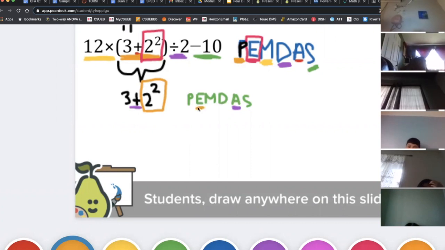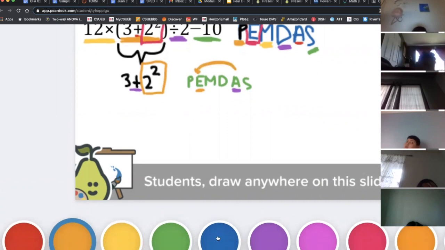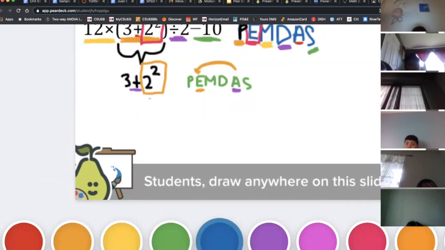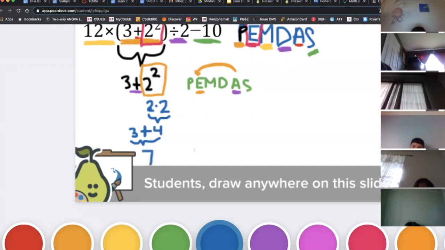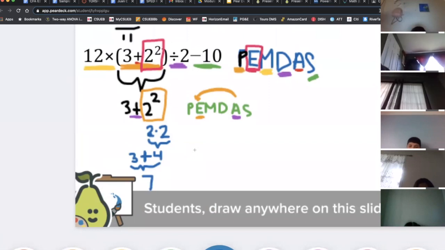So this we'll take care of first, because that comes before addition. So what does 2 to the power 2 mean? Yeah, it's 2 times what? It's 2 times 2, which is 4. So this whole thing is 3 plus 4. And what's 3 plus 4? 7. Yeah, 7. Okay, great job. You did probably the hardest part.